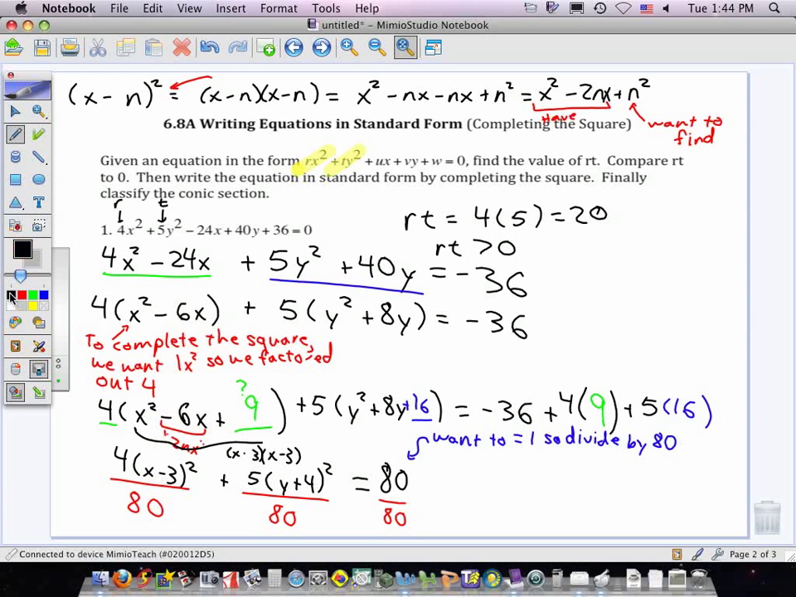Now normally I would write the answer below this. I'm running out of space here and I'll leave all the work still up here, so it's just going to fill up this line. So we get x minus 3 squared over 20 plus y plus 4 squared over 16 equals 1. What kind of graph does this make? Right, this is an ellipse.